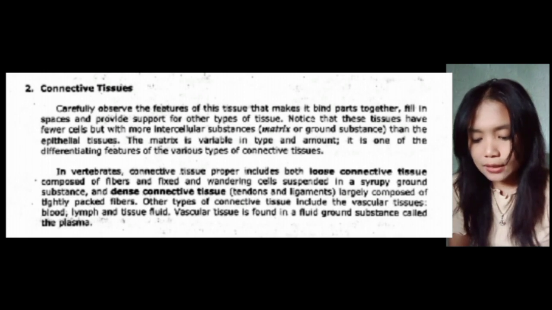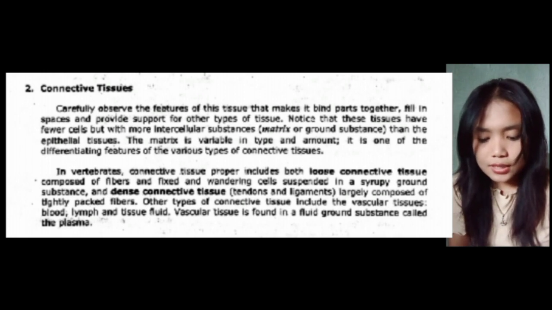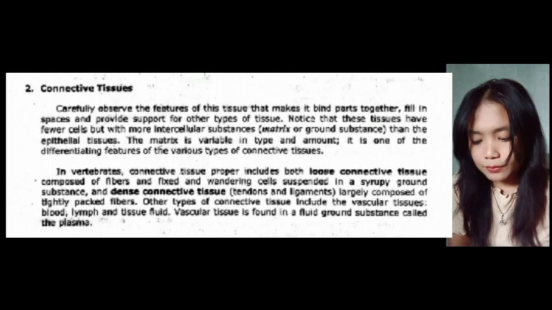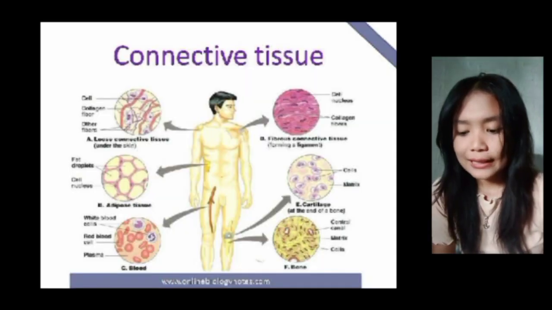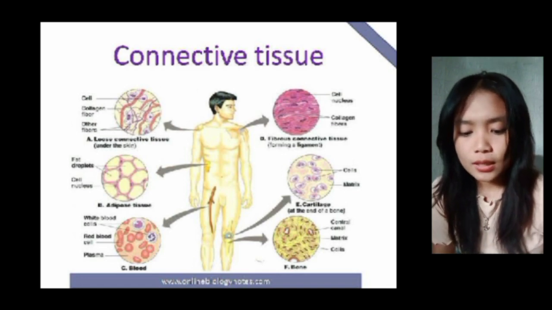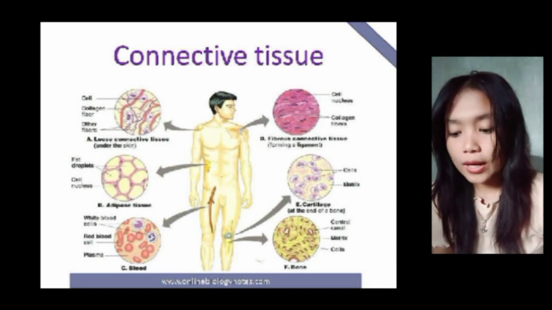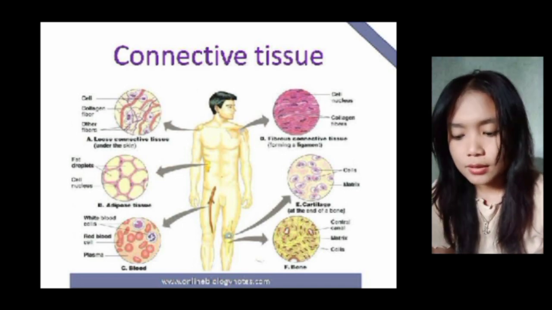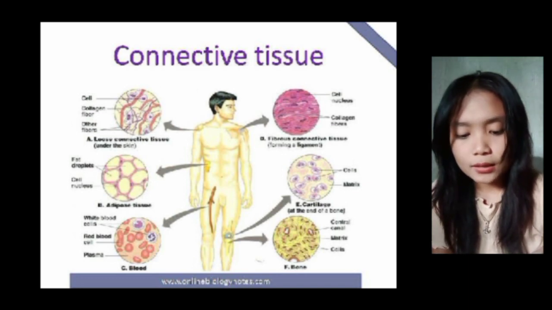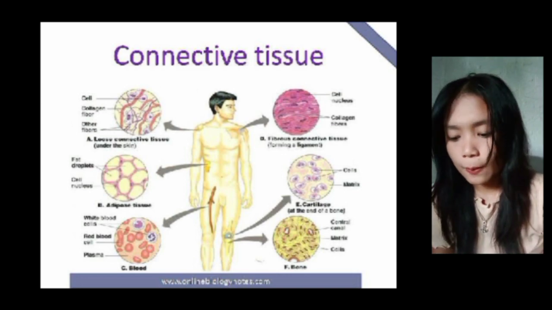Other types of connective tissues include the vascular tissues: blood, lymph, and tissue fluid. Vascular tissue is found in a fluid ground substance called the plasma. So connective tissue is found in between other tissues everywhere in the body, including the nervous system. The three meninges, membranes that envelop the brain and spinal cord, are composed of connective tissue.